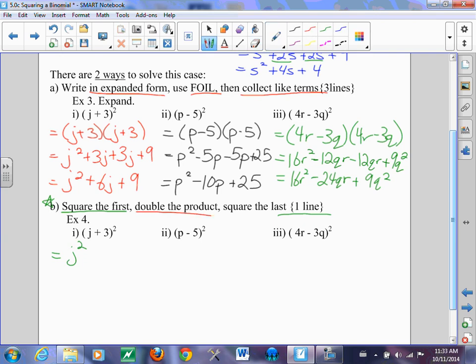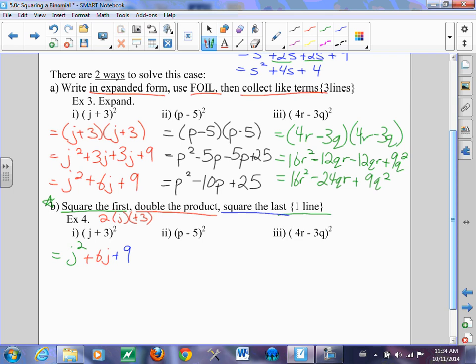Double the product. So it means double means 2 times. What's my product? What are my terms? J and positive 3. So multiply those together. So 2 times 3 is 6j. So it's going to be plus 6j. And then the last one is to square the last. So square the last, 3 times 3 is positive 9.